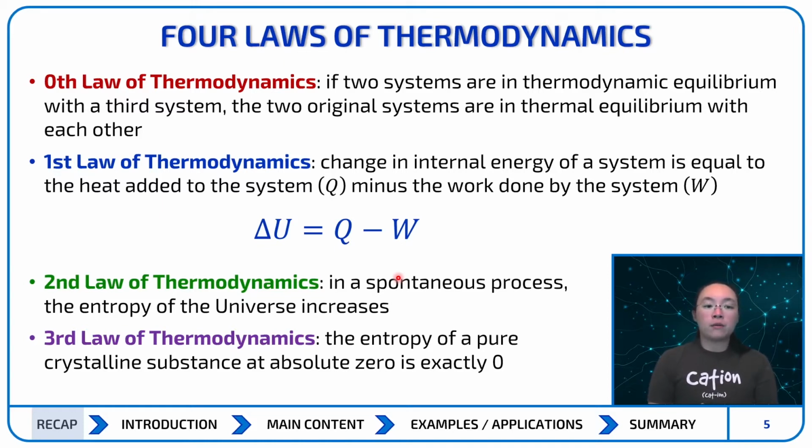The third law of thermodynamics states that the entropy of a pure crystalline substance at absolute 0 is exactly 0. That's because there is only one possible state for a pure crystalline substance at the lowest possible temperature where the molecules really aren't moving. So if there's a multiplicity of 1, that means a ln of 1 is equal to 0, and you end up with an entropy of 0.